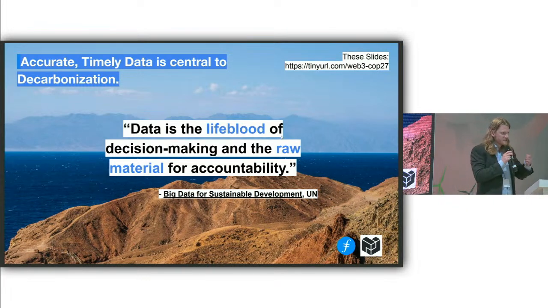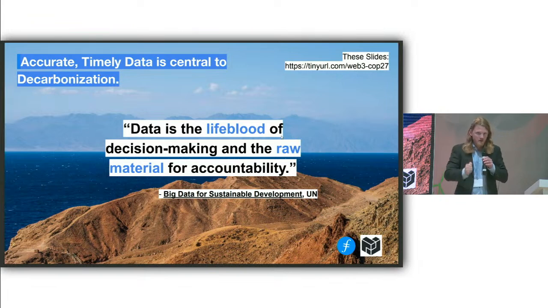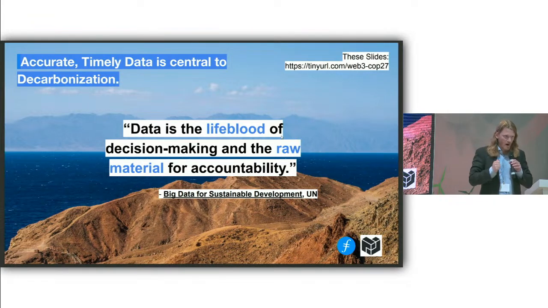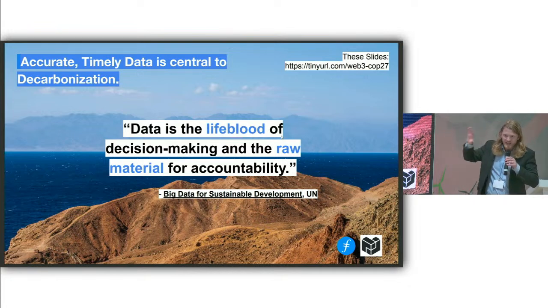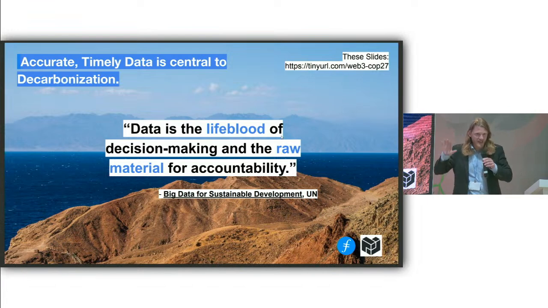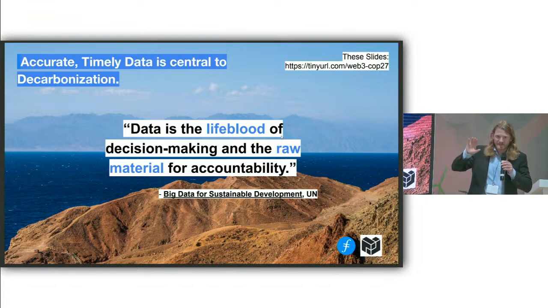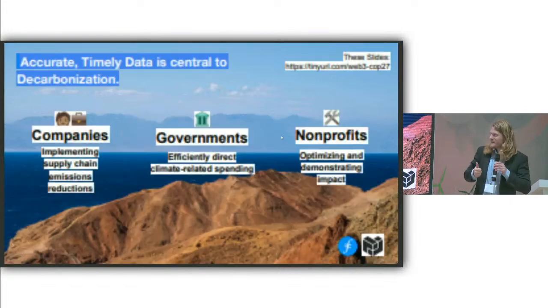This is the core of one of the things that we in Web3 can contribute to decarbonization: building better data sets to give us situational awareness on the ground, understanding what is happening and how we can best focus our efforts to decarbonize the global economy as quickly as possible. Data is central to that project, because data is what guides all of our actions and lets us prioritize everything that we're doing. If we go to the next.